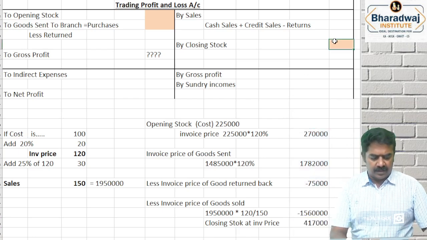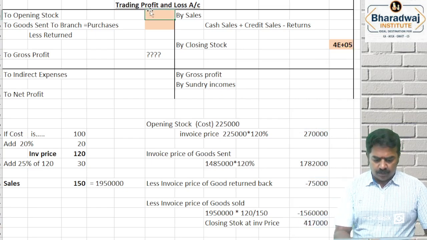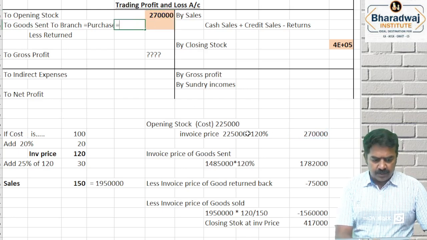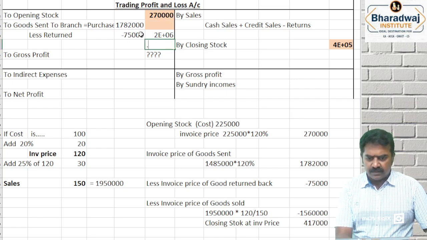Closing stock is 4,17,000. Opening stock at invoice price is 2,70,000. Goods sent to branch is 17,82,000. Goods returned is 72,000. So net will be 17,82,000 minus 72,000.